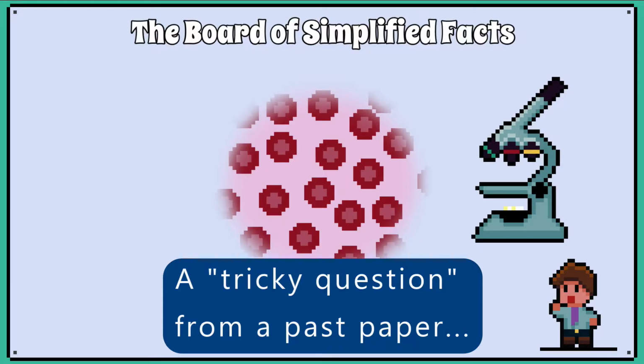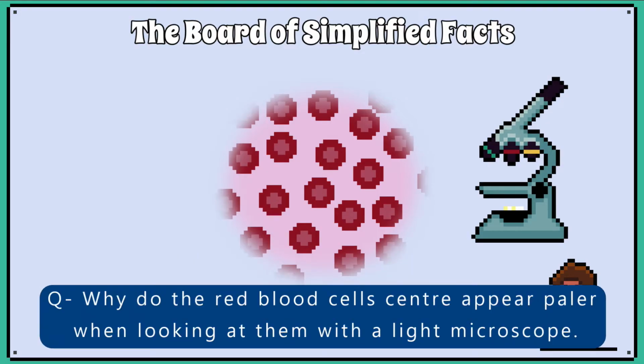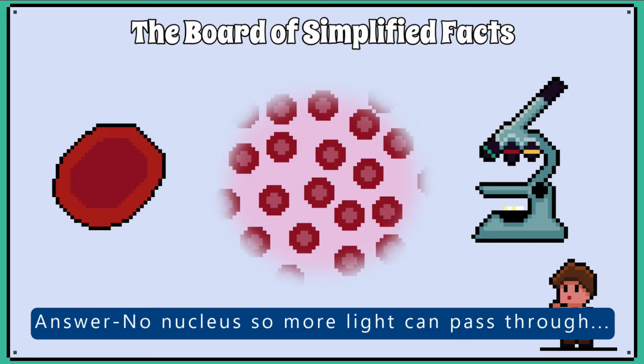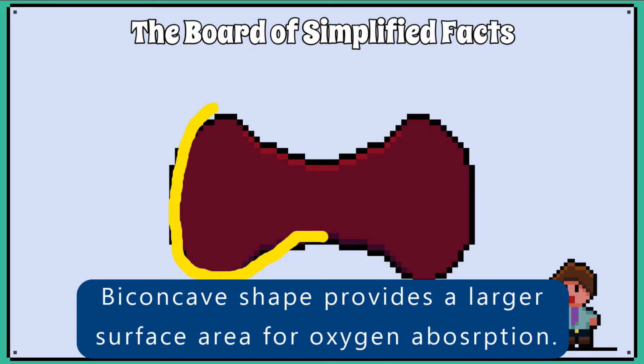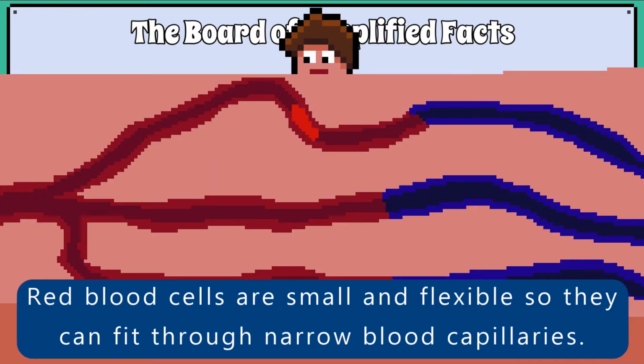A tricky question from a past paper following the old specification asked why a red blood cell appeared paler at the centre when looking at it through a light microscope. You can have either answered it had no nucleus, or that it is thinner at the centre due to the biconcave shape, the more light passes through the centre. Handily, this shape provides a larger surface area for oxygen absorption, and they are flexible and small so they can fit through narrow blood capillaries.